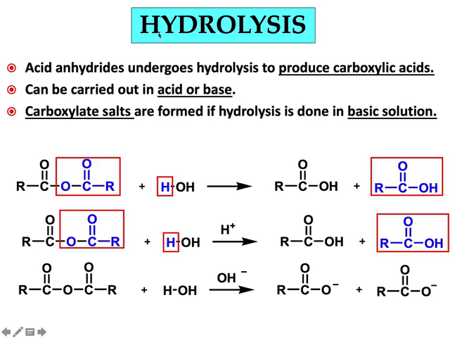So the first reaction is hydrolysis. Hydrolysis means this acid anhydride reacts with water to form alcohol, 2 types of alcohol. This acid anhydride reacts with water, and if the condition is acidic, it becomes 2 types of alcohol. If acid anhydride reacts with water in basic condition, it will give the alkoxide product.